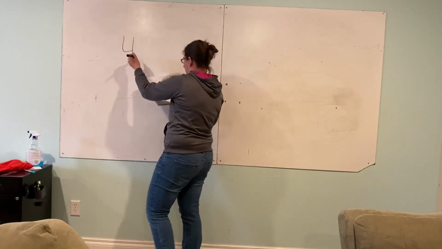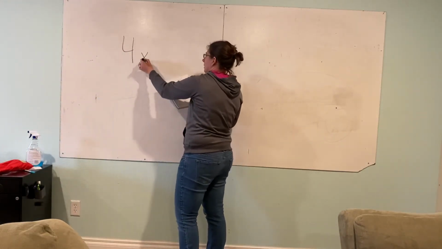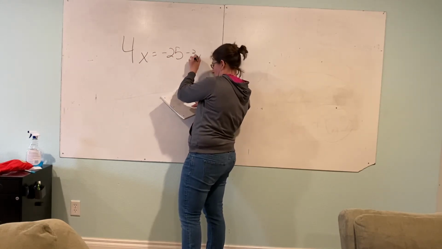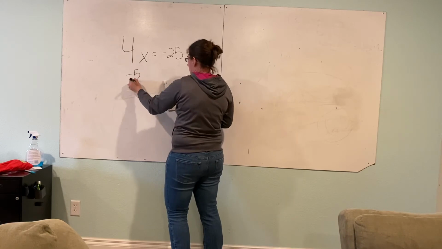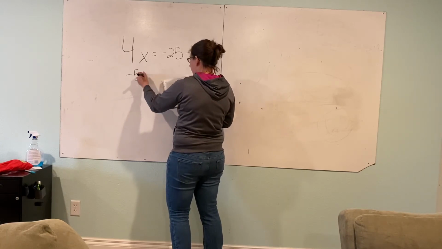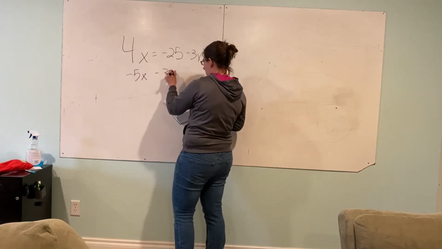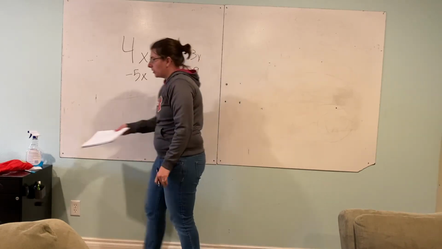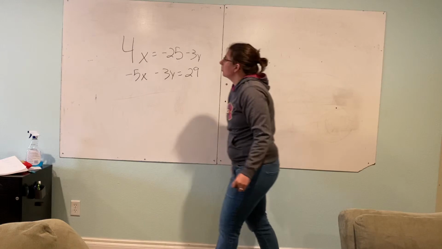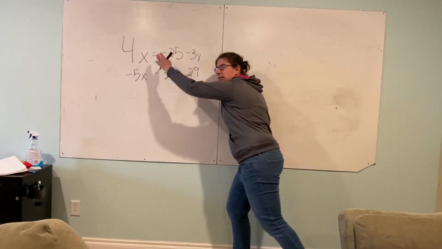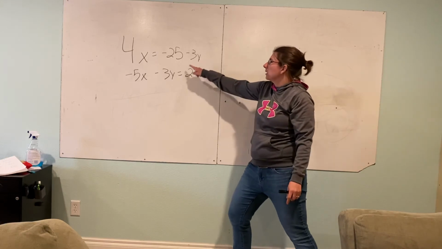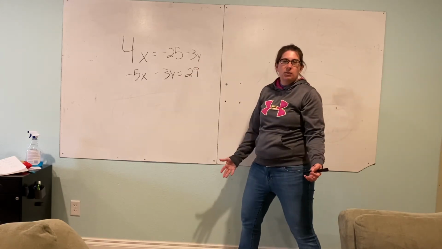Last example. 4x equals negative 25 minus 3y. Negative 5x minus 3y equals 29. With this one, there's one extra step. So if we look at things, you have the x's that line up. Our y's aren't lined up in the same spot, and so it doesn't work.